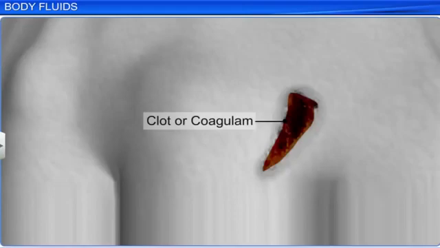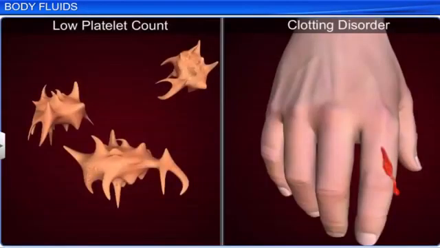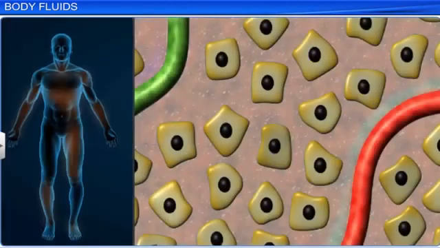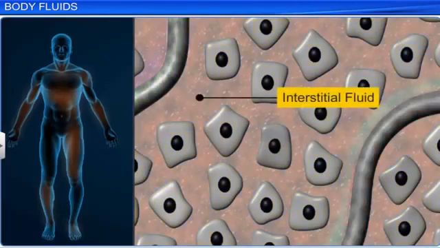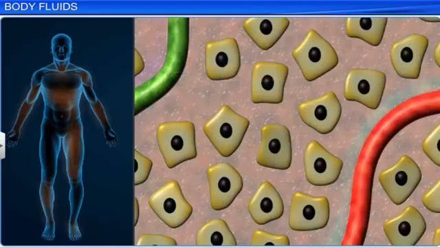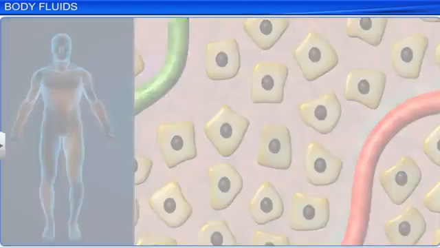The mesh looks reddish-brown and is called a clot or coagulum, which is formed in 3 to 5 minutes. As platelets help clotting, their reduction can result in clotting disorders causing severe blood loss. Apart from blood, interstitial fluids and lymph are other important body fluids that make up our body.